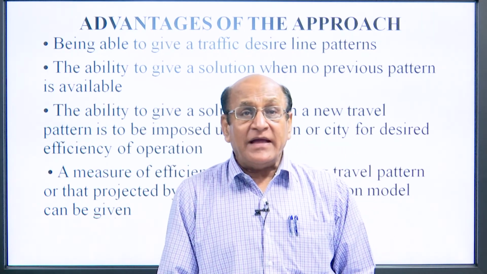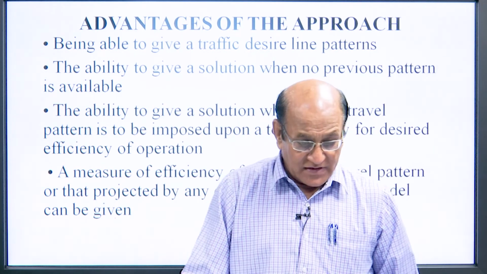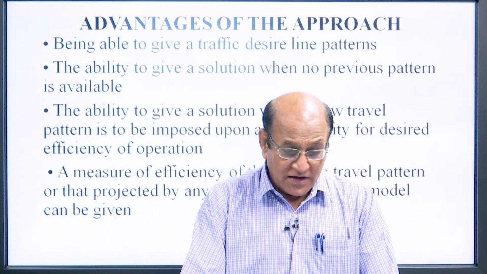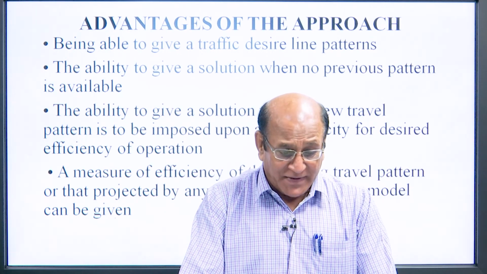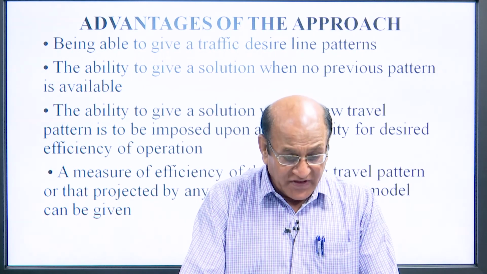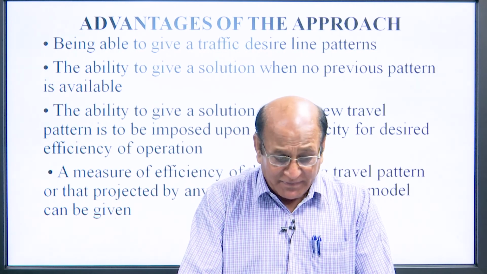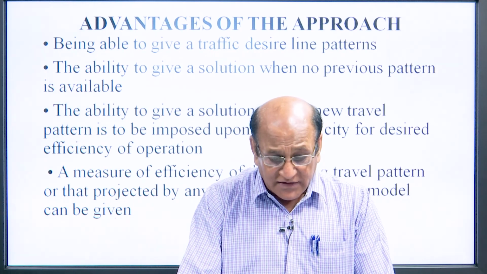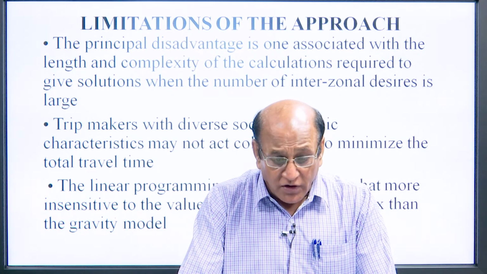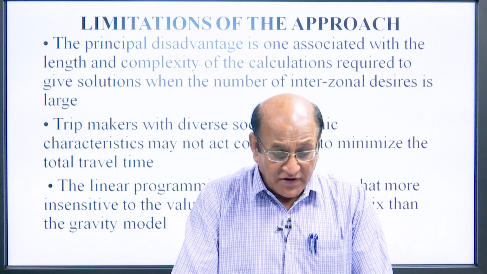The advantages of this approach are being able to give a traffic desire line pattern, the ability to give a solution when no previous pattern is available, and the ability to give the solution when a new travel pattern is to be imposed upon a city or a town for the desired efficiency of operation. A measure of the efficiency of the existing travel pattern, or one projected by any other trip distribution model, can be given. The principal disadvantage is the length and complexity of calculation required to give the solution when the number of interzonal desires is large.